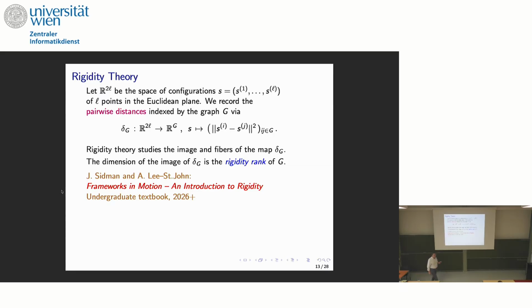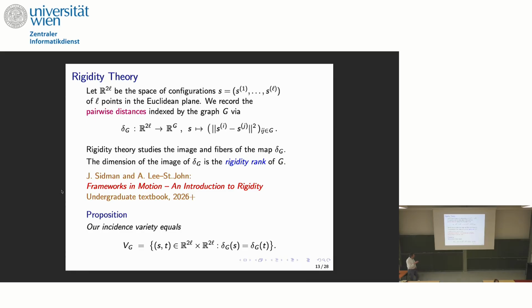Now, this variety, being the image of a polynomial map, is an irreducible variety. It's an irreducible variety in a space whose coordinates are indexed by the edges of my graph. Now, this irreducible variety, like every irreducible variety, determines an algebraic matroid. And that's called the rigidity matroid.